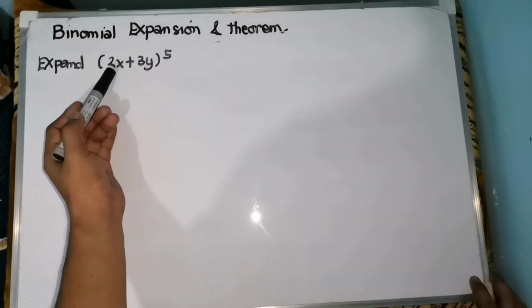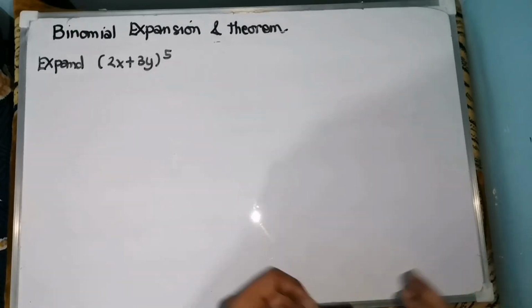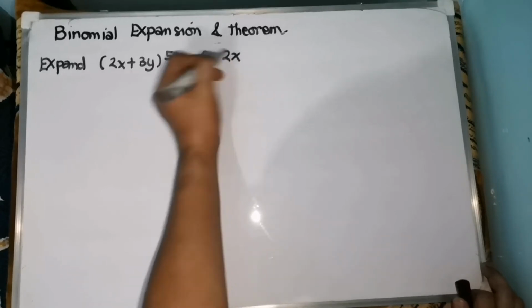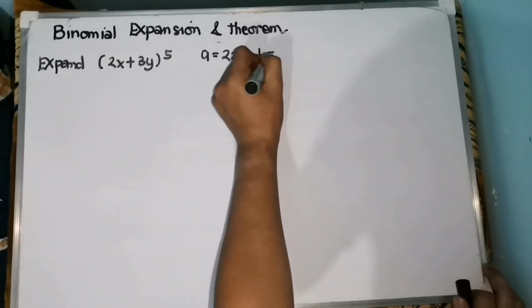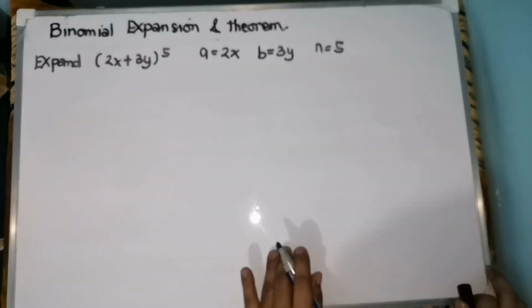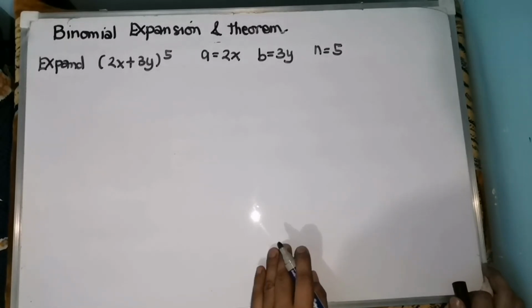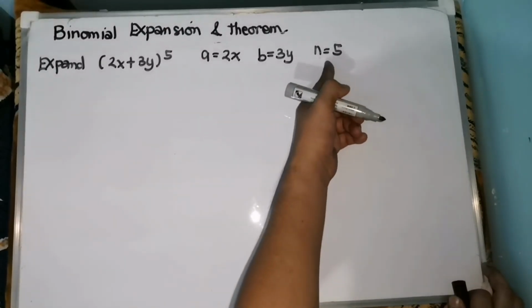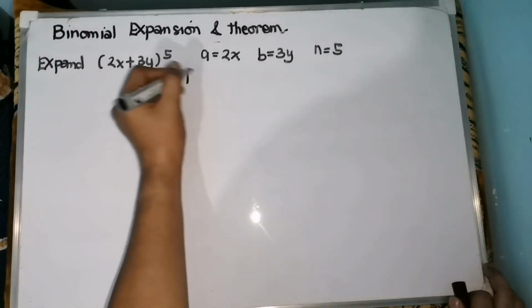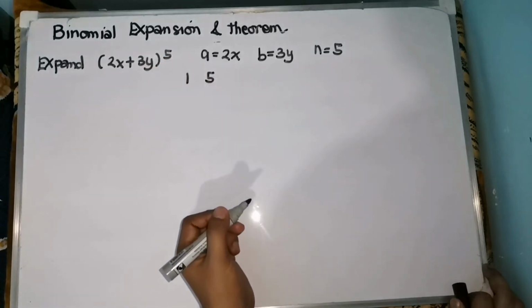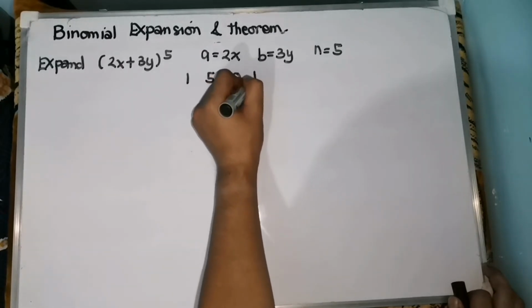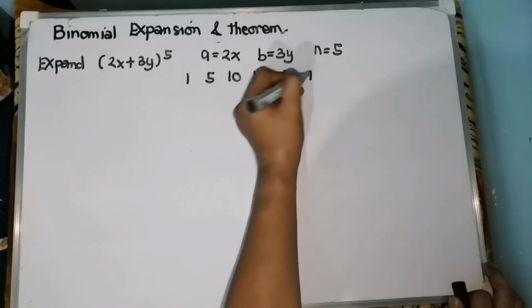So let's try the quantity 2x plus 3y to the 5th. Therefore, our first term, a, equals 2x. And then our b is 3y, and our n is 5. So we use the 6th row of Pascal's triangle because that is n plus 1, which is 6. Therefore our coefficients are 1, 5, 10, 10, 5, and 1.